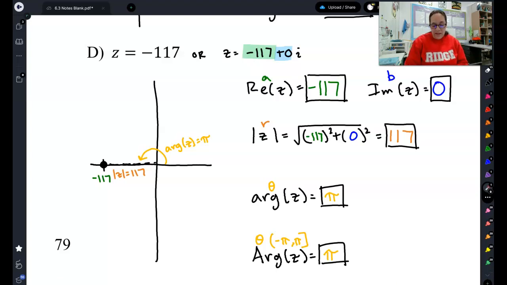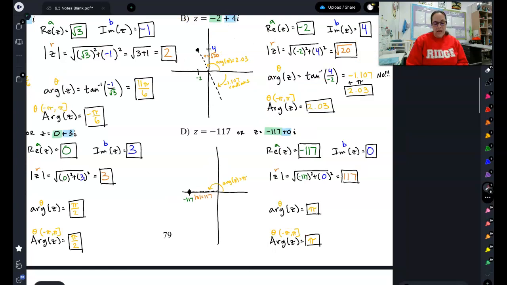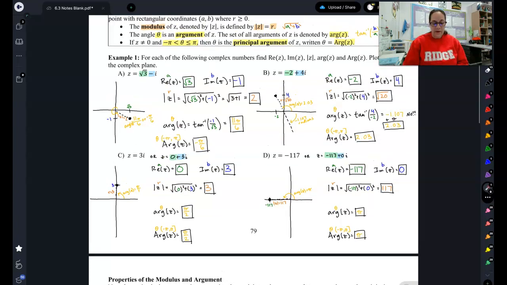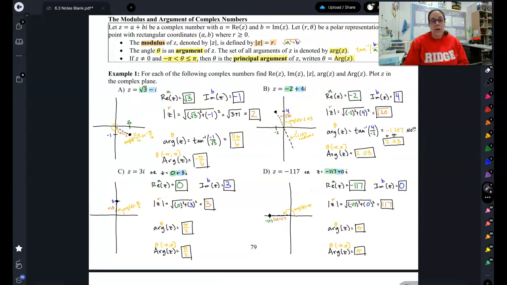So that is it for taking a complex number, a plus bi, written in rectangular form, and practicing finding the modulus and the argument from that complex rectangular form number. In the next video, we're going to talk about how to get the polar form, r comma theta, out of these things.